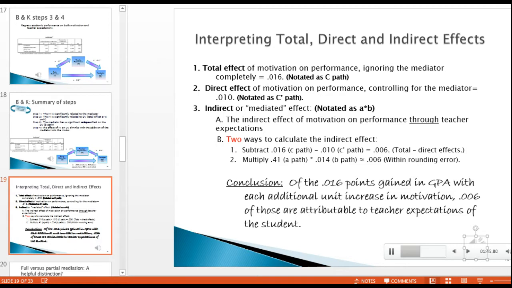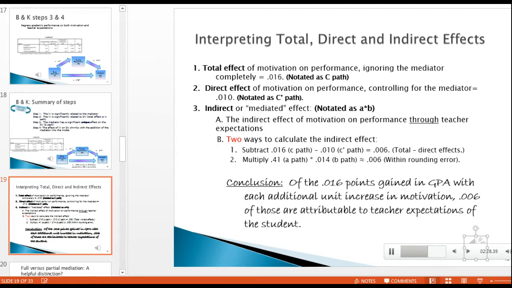So segueing then to that indirect effect, this is also called the mediated effect, and it is the indirect effect of the IV on the DV through that mediator. Okay, so that's the amount of variability that the IV is causing in the DV, but that it's going through a mediator. In this case, expectations. So we have two ways to calculate the indirect effect. The first way to calculate it is to subtract the direct effect from the total effect, 0.016, remember that C path.